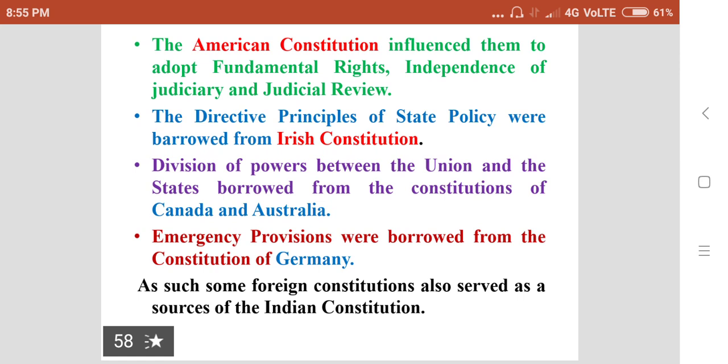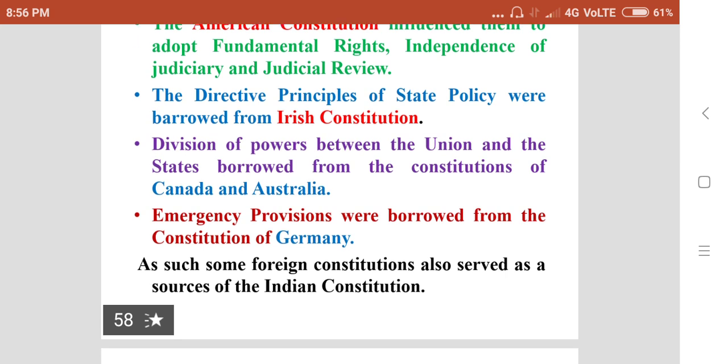Then the division of powers between the Union and the states was borrowed from the Constitution of Canada and Australia. Emergency provisions were borrowed from the Constitution of Germany. As such, some foreign constitutions also served as a source of the Indian Constitution. So these factors we can see in our Constitution.